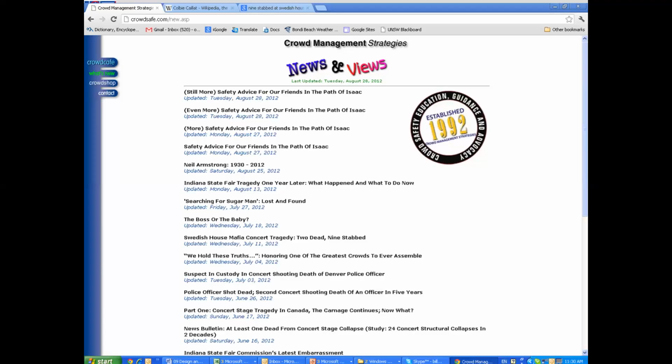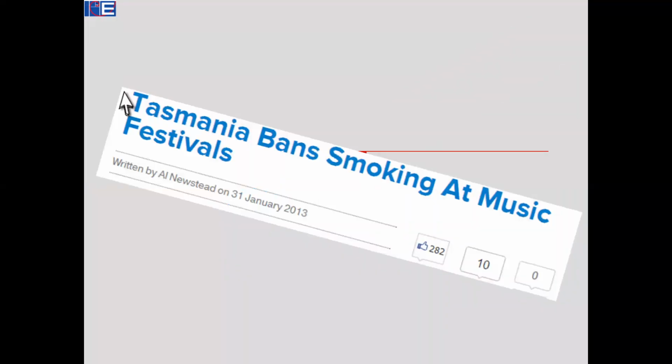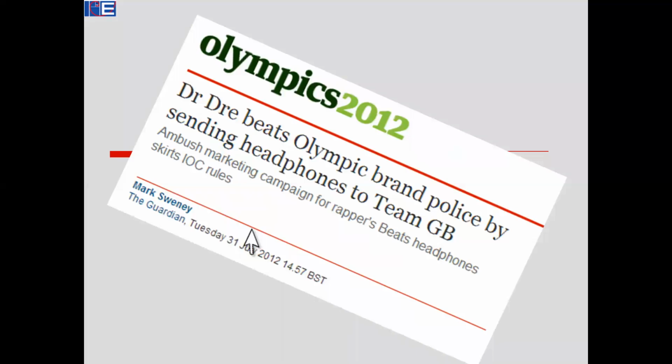And what they started off doing was listing all the things that had gone wrong in events. And it's quite interesting. They had no trouble finding things that had gone wrong at events. So we'll have a look at just a few very quickly, no big deal. Events can collapse, like the Superfest, which collapsed because of that. They banned smoking at music festivals back in 2013.